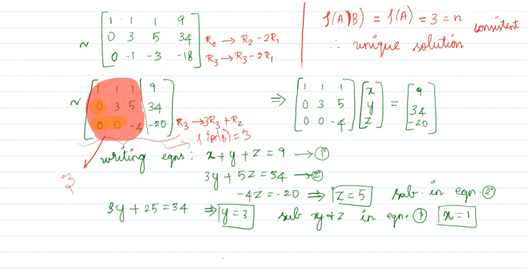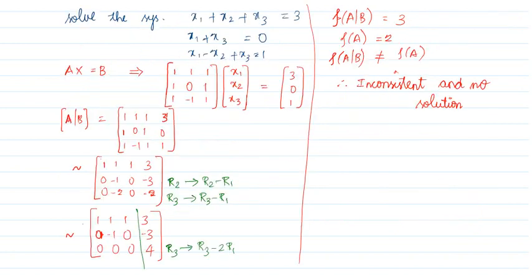Now let's write it in the Ax equal to B form again. Now this is the A matrix, right? So [1 1 1; 0 3 5; 0 0 -4] times [x y z] equal to [9 34 -20]. From the last row, minus 4z is equal to minus 20. Hence we get z equal to 5. And 3y plus 5z equal to 34. On solving, we get y equal to 3. And substituting y and z in the first equation, we get x. So the solution is 1, 3 and 5. Is it clear? Next, we'll see another example.